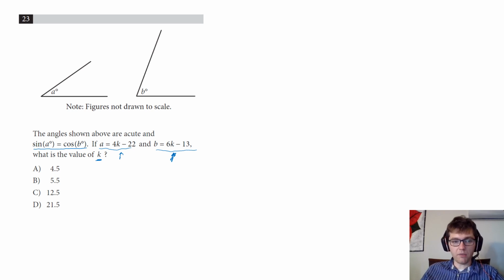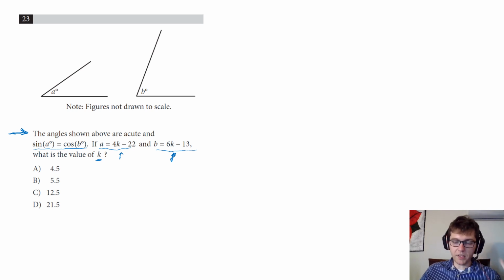The angles shown above are acute and sine of A is equal to cosine of B. I don't really like properties you have to come to the SAT memorized, but in this case, this sentence, the angles shown above are acute and sine A is equal to cosine B, is basically the definition of what's known as the complementary angle property of sines and cosines. And if you know that, you can jump a few steps in what I'm about to explain.